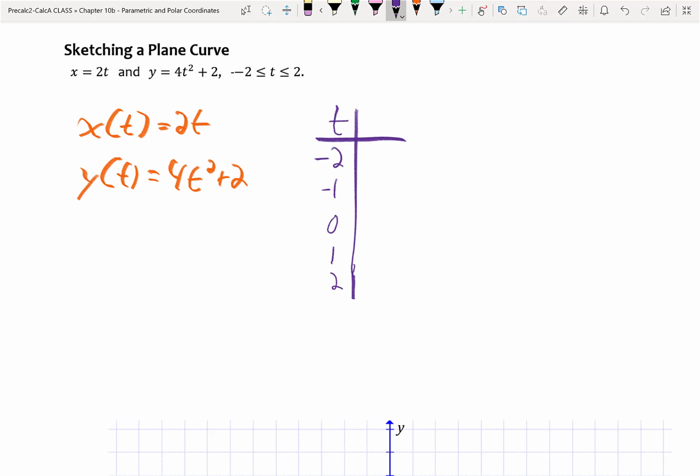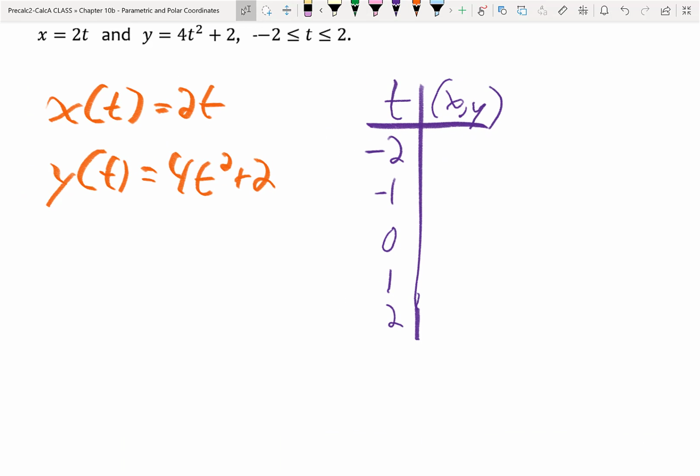And you can do two things for the second part of this t-chart. You can put an xy ordered pair like this, or if you prefer, you can do x and then y as separate little pieces there. I'm going to change it up this year and do x comma y because I kind of like that better because that's actually what you're inputting. You're inputting a t and outputting an ordered pair.